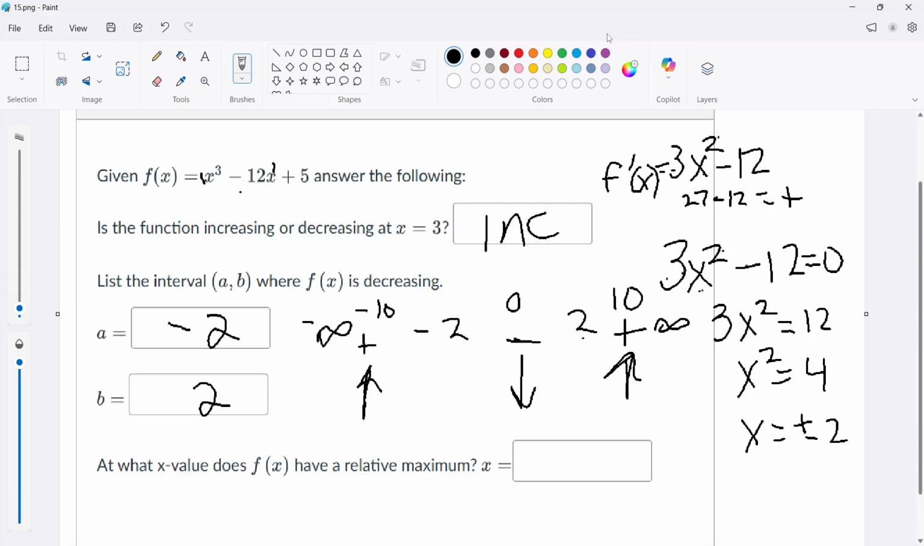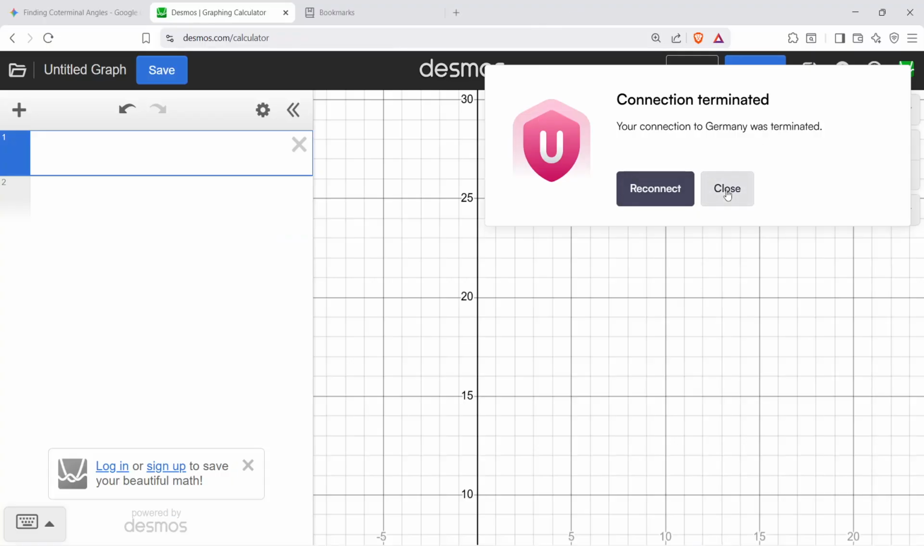Now it says at what value does it have a relative maximum? Well, if it's increasing before and decreasing after, it's a relative maximum. If it's decreasing before and increasing after, it has a relative minimum. So increasing before, decreasing after, relative maximum, x equals minus 2. And now let me put this on Desmos because it is very wise.